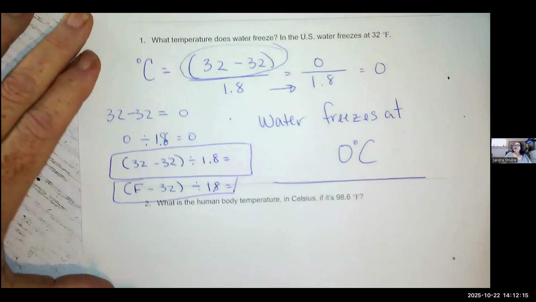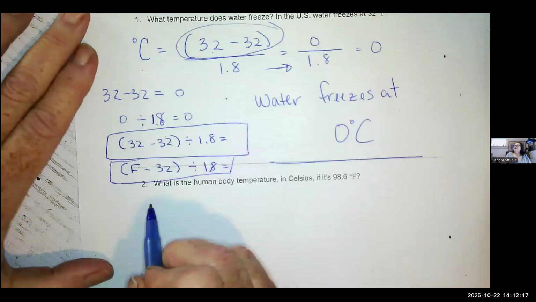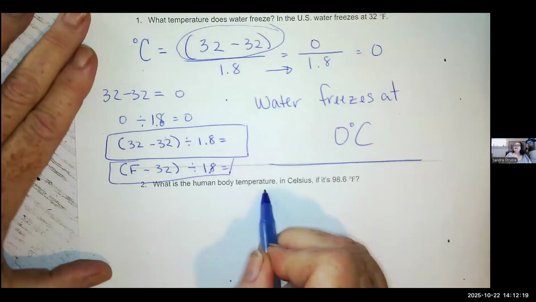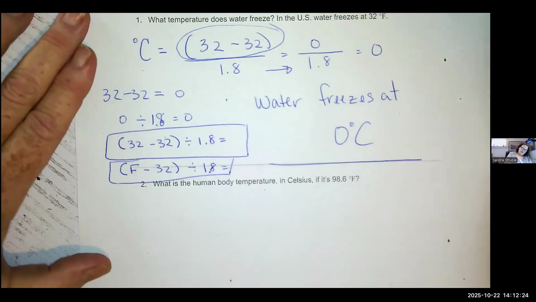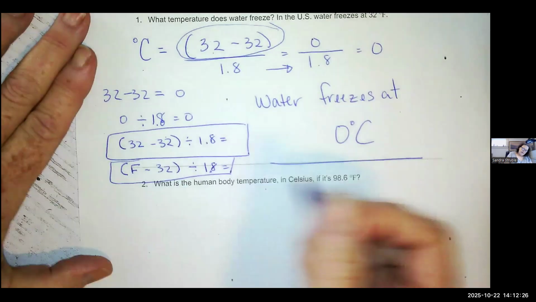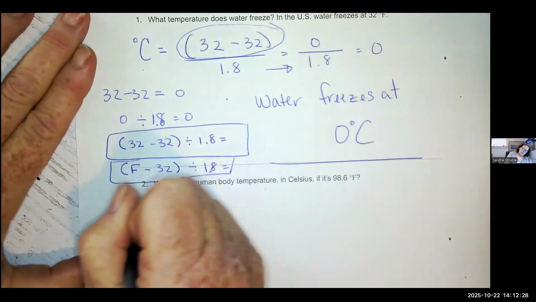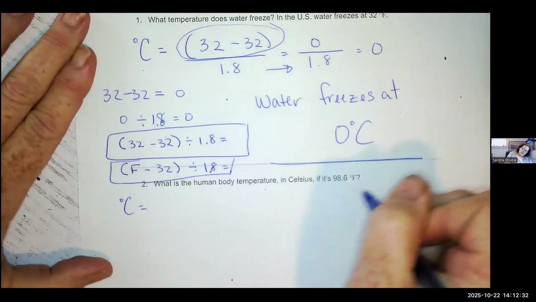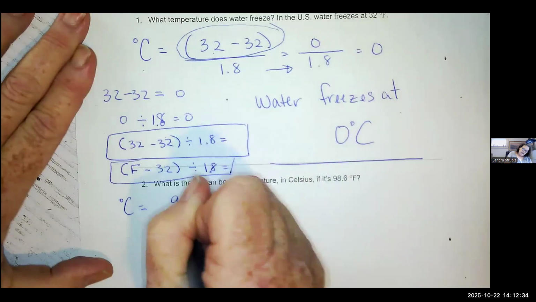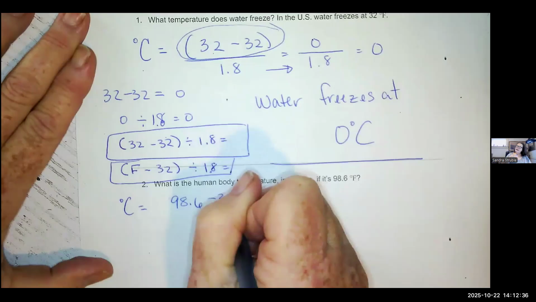What is the human body temperature in Celsius if it's 98.6 degrees Fahrenheit? So here's a chance for you to practice that. So you can write degrees Celsius is, what is it? 98.6 minus 32 over 1.8. Now, again, you decide how you want to do this.